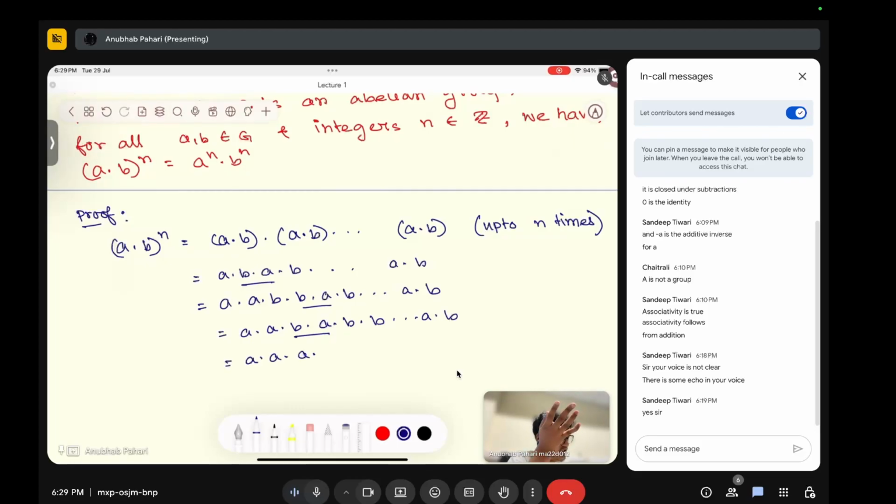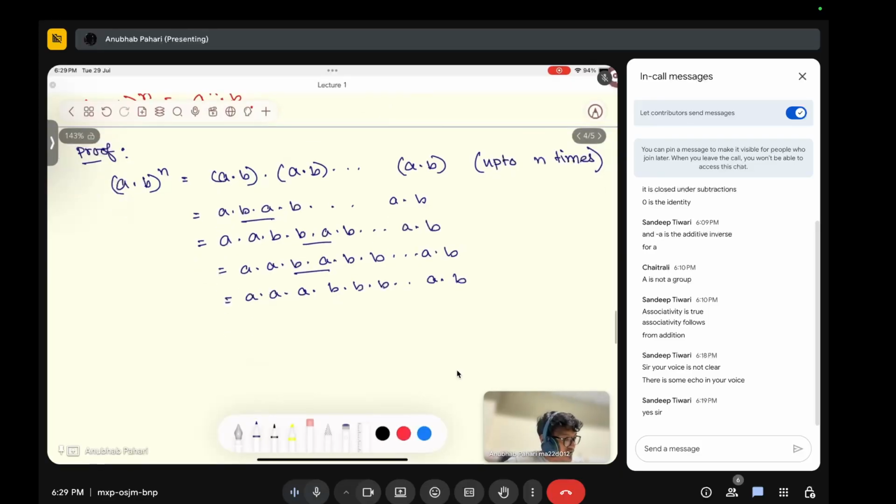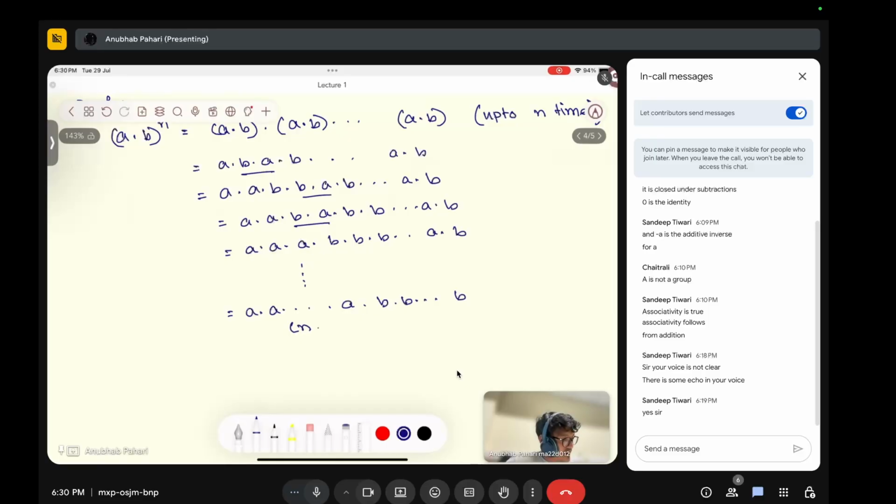So you are getting a sense of how you are approaching this problem. Again, now you can take a whole bunch of these elements as a single element and move this to the other part. So this way we get a dot a to a and b dot b to b. So both will be n times, and it should be a to the power n, b to the power n.